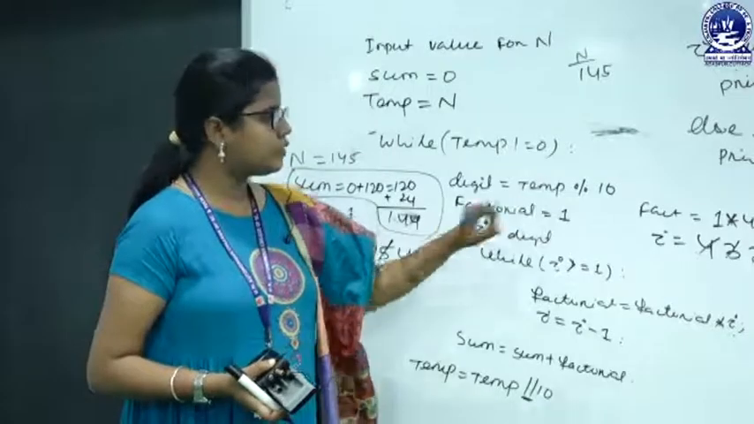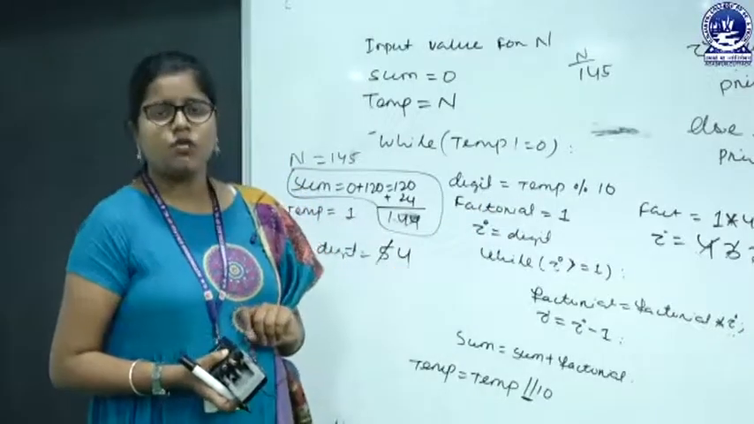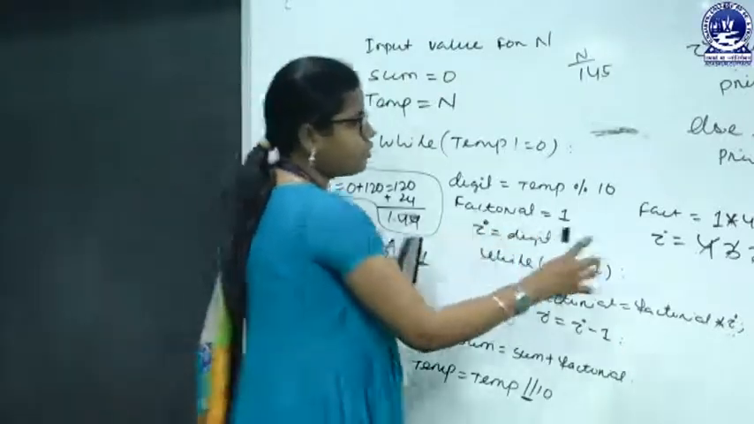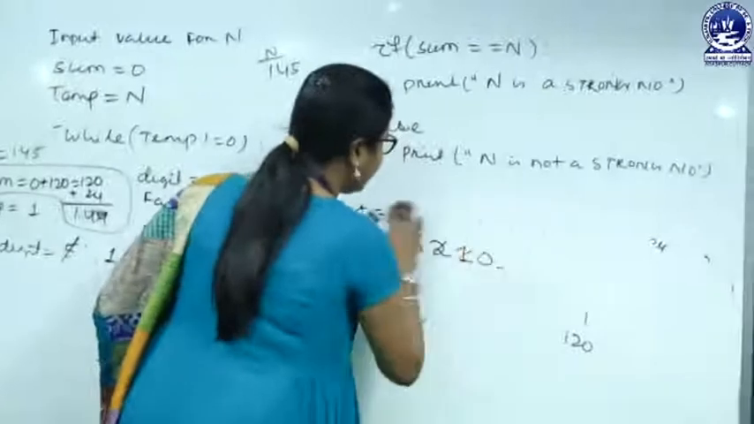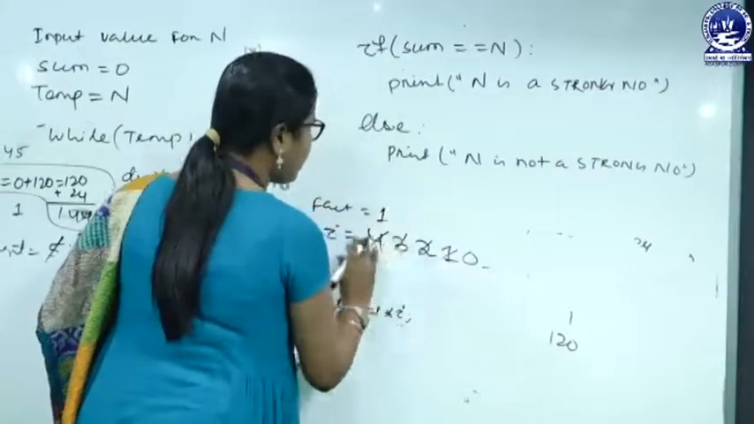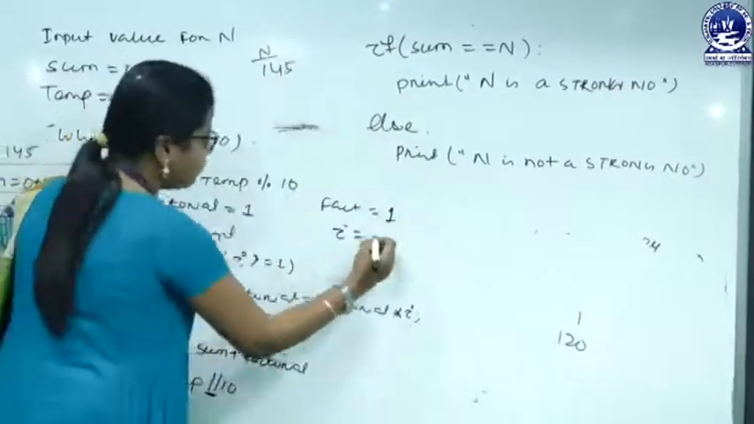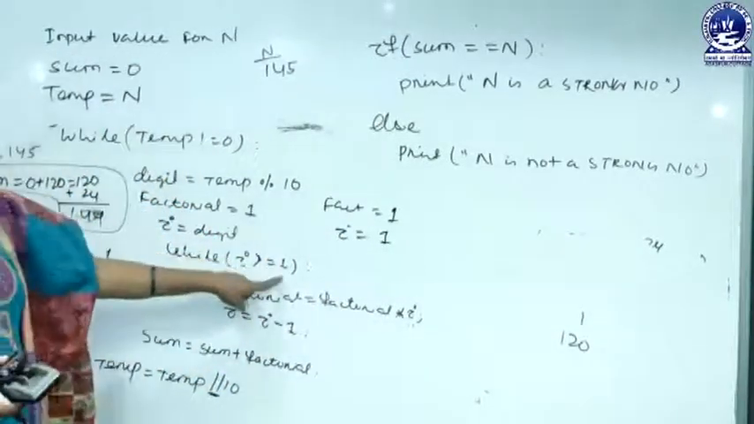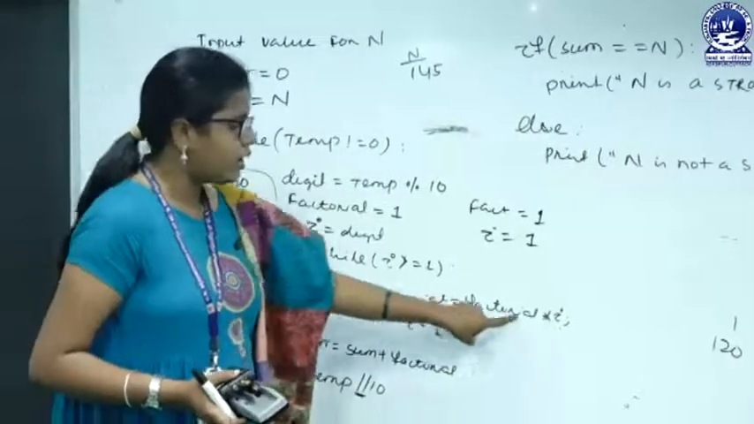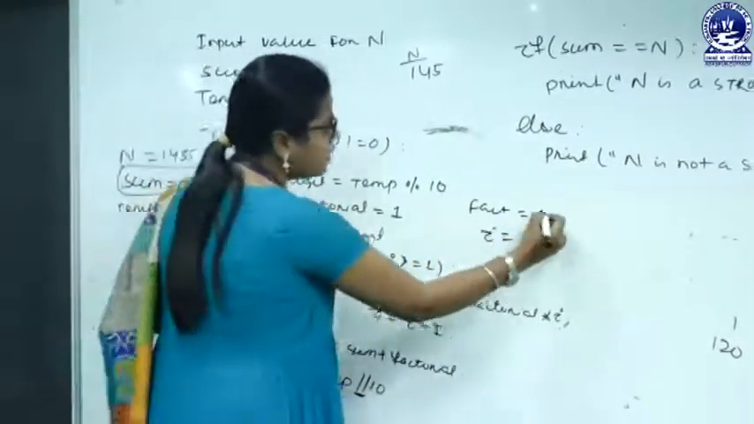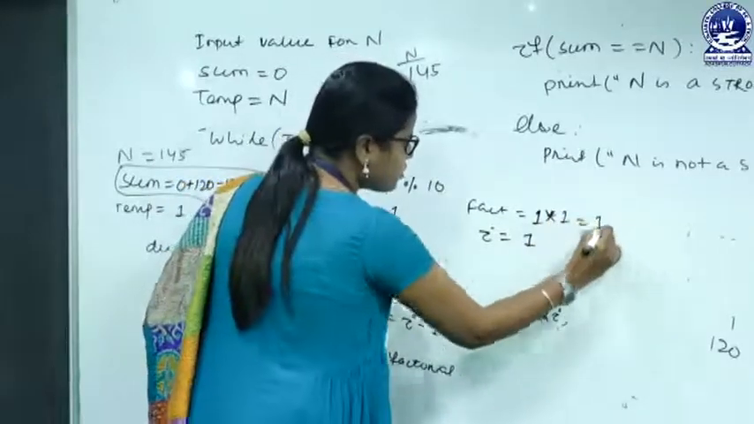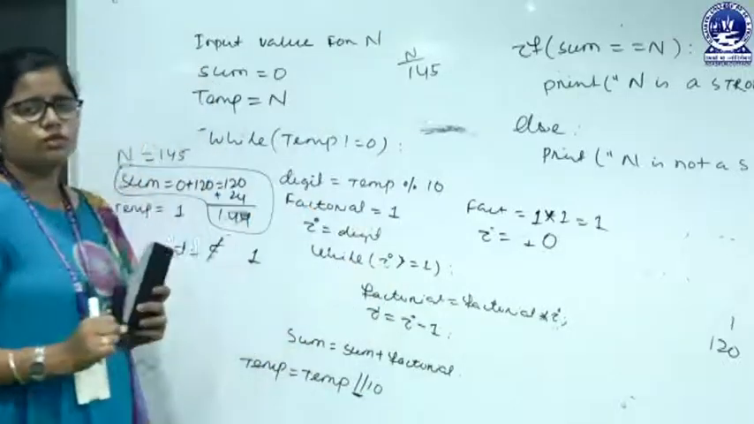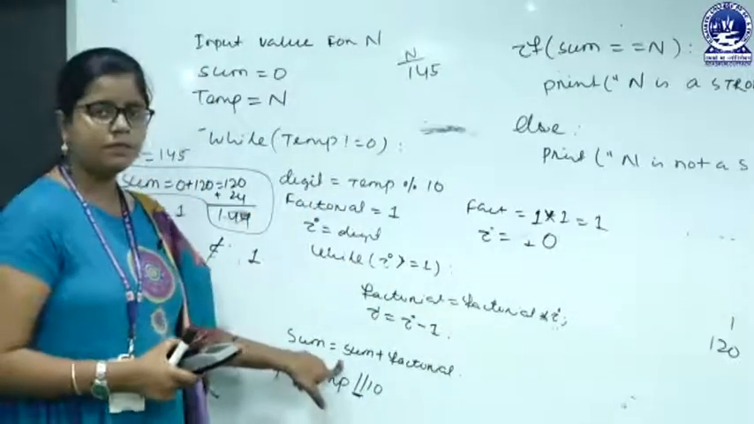True. Digit equals temporary modulo 10. 1 modulo 10 is what? 1. Then factorial equals 1. Factorial will again be modified, that will be 1. I is also modified, I will be digit, so that is what? 1. 1 greater than or equal to 1, true. Factorial equals 1 into I. 1 into 1, so what is that? 1. I will be 0. 0 is greater than or equal to what? 1, false. Then we will go here.